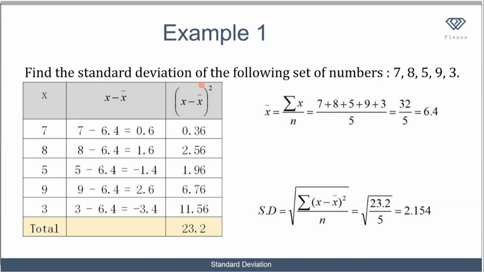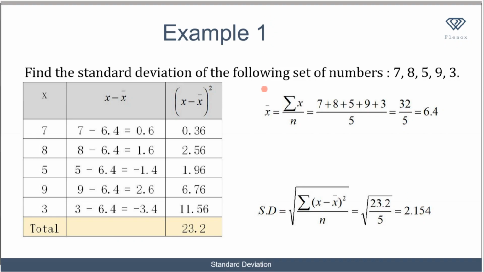So we are told to find the standard deviation of the following set of numbers: 7, 8, 5, 9 and 3. To recap, what we did first is to find the mean, which we got as 6.4. Then we subtracted 6.4 from all the values of x to get this over here. Then we found the square. After finding the square, we sum them up together to get 23.2. So for the standard deviation we find the square root of 23.2 over 5, which gives us 2.154.